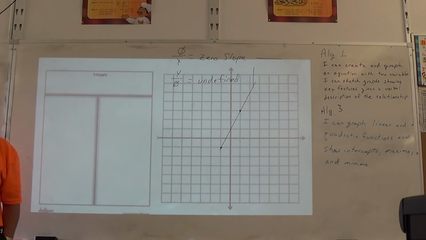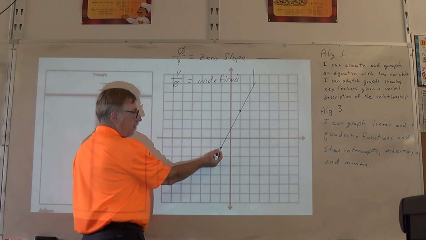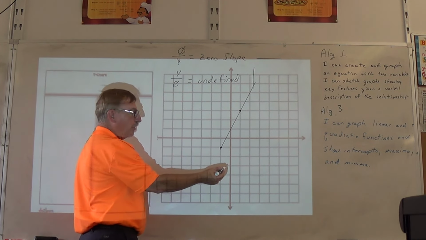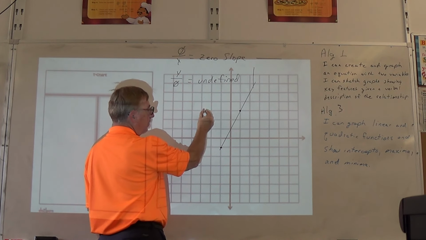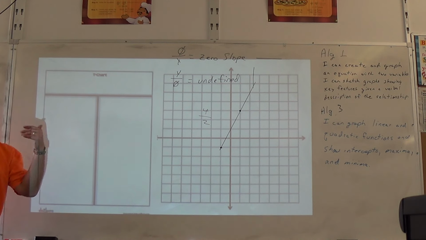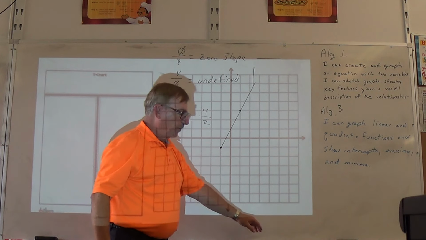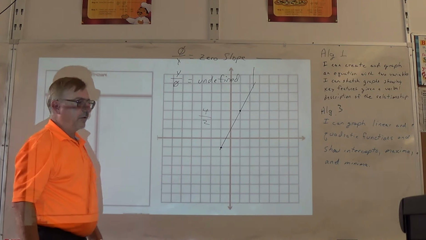So what's my slope between those two points? Celeste. 4 over 2, which is 2. All I have to do is count. 1, 2, 3, 4, that's my y. 1, 2 is my x. I go up 4 over 2. You learned this before, it is rise over run.